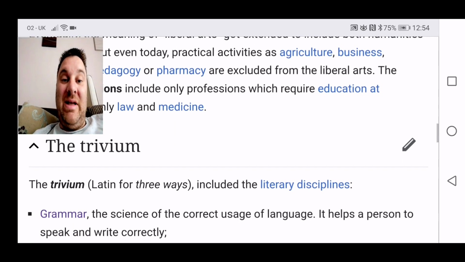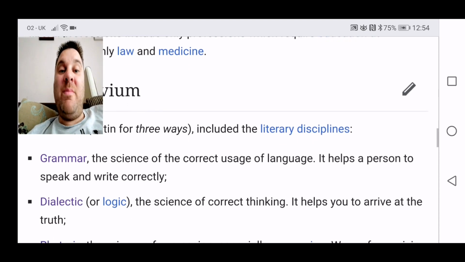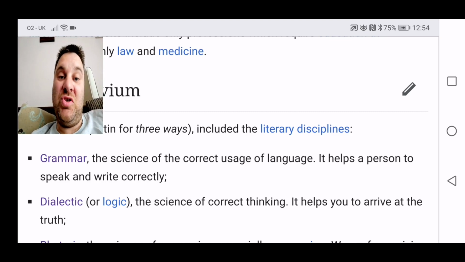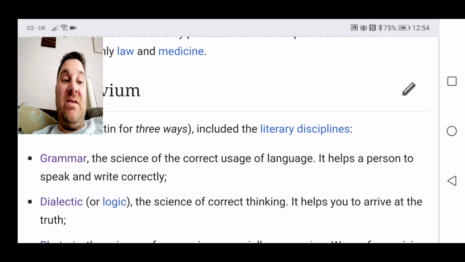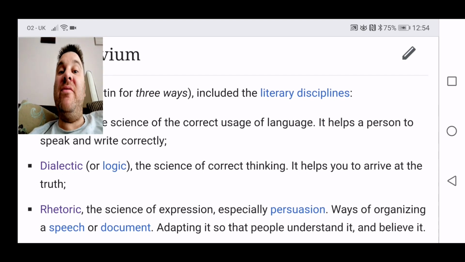The trivium, Latin for three ways, included the literary disciplines. Grammar, the science of the correct usage of language. It helps an individual to speak and write correctly. Dialectic, or logic, which is like your logical fallacies and stuff. The science of correct thinking. It helps you to arrive at the truth.